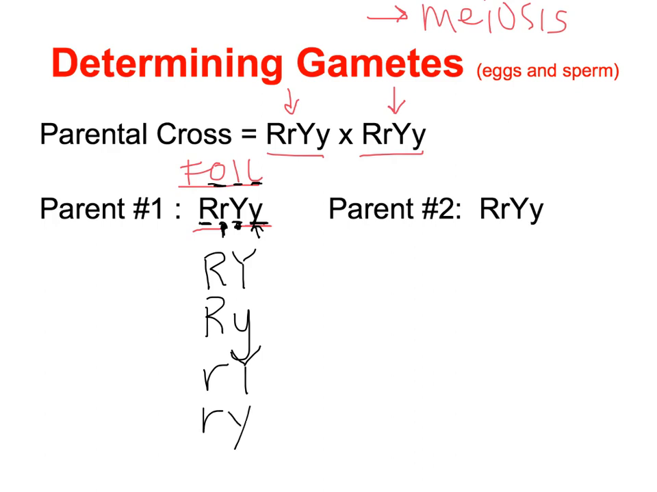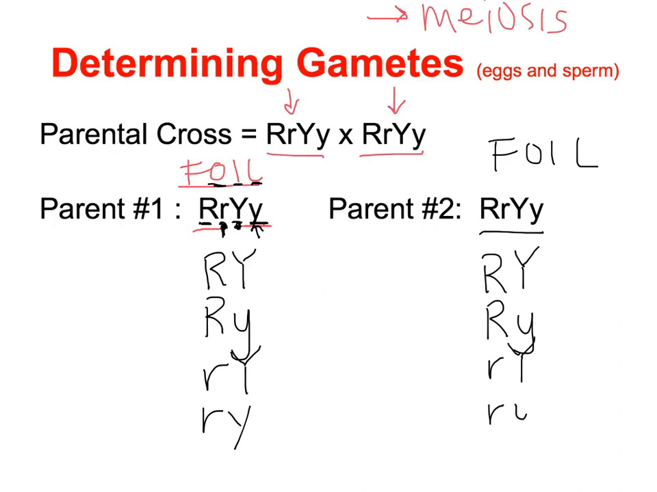And for this one, it's the same. We have the same parental genotype over here, but you can practice using your FOIL. All right, so first is big R, big Y. Outer is big R, little y. Okay. Inner, little r, big Y. And then finally, little r, little y.